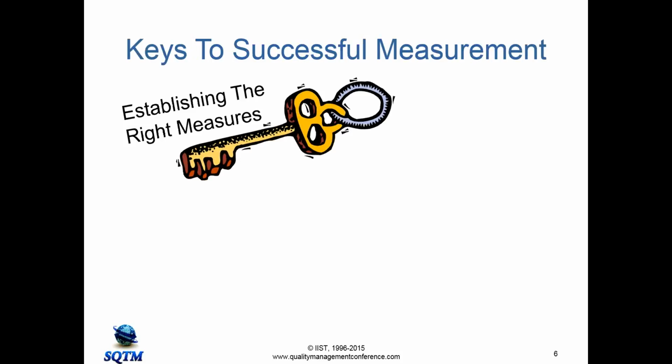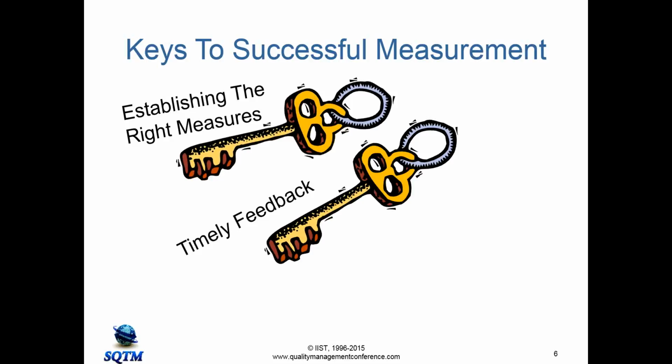So what are the keys to successful measurement? First of all is establishing the right measures. And that is something that in a lot of cases we don't do. We don't establish the right measures because we're so focused on the testing measures that we forget the other types of measures, and we're going to be talking a little more about those later on in this webinar. Timely feedback. We have to make sure that everybody that needs to know the measures and metrics can get to those in a timely manner.